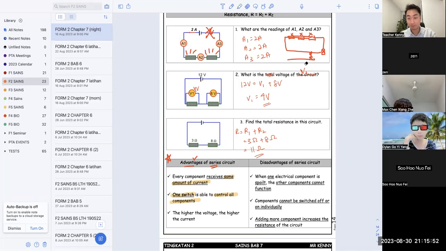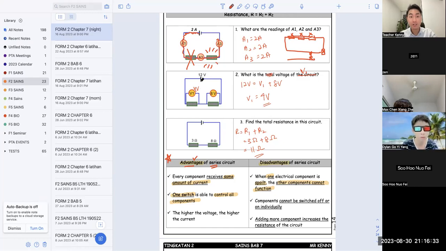Now let's go to the second one. This is the disadvantage. So please highlight disadvantage. This is advantage. The bad thing is this. When one component is spoiled, one of them spoiled, the other components cannot function. What does that mean? It means that if, let's say, this light bulb spoiled already, then my whole circuit can use that, but cannot light up this one already. Okay, because the current go here and then stop already. Cannot continue and light up the next one.